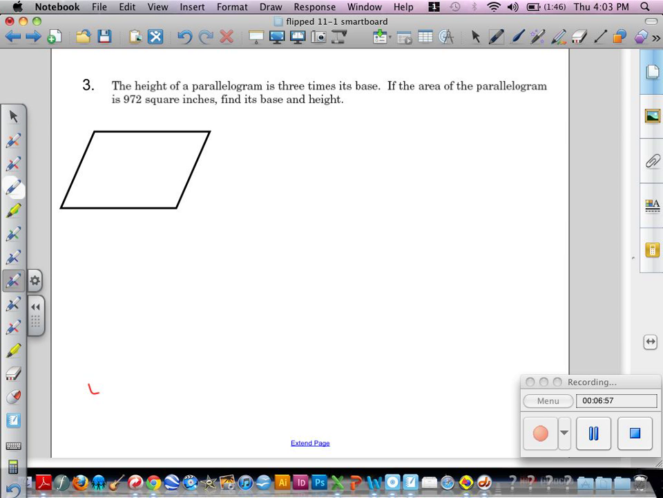So I've already got my parallelogram drawn. And so it says that the height of the parallelogram is 3 times its base. So I don't know the base, so I'll call it B. And the height is 3 times the base, so I'm going to call that 3B. They give me the area. So I'm going to take my area, 972, equals, area is base times height. My base is B. My height is 3B.